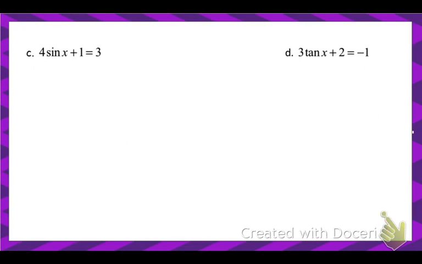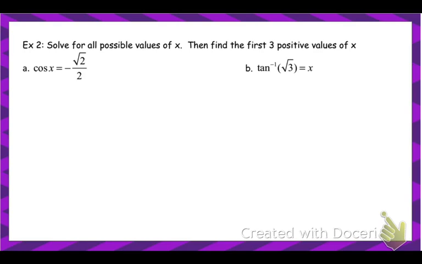So what we're going to look at now is how to find all of the possible values. Because as you know, those were the only solutions within that certain interval, but there is really an infinite number of answers to these questions. So let's start with this first one. All right, again, I'm going to rewrite this as an inverse.